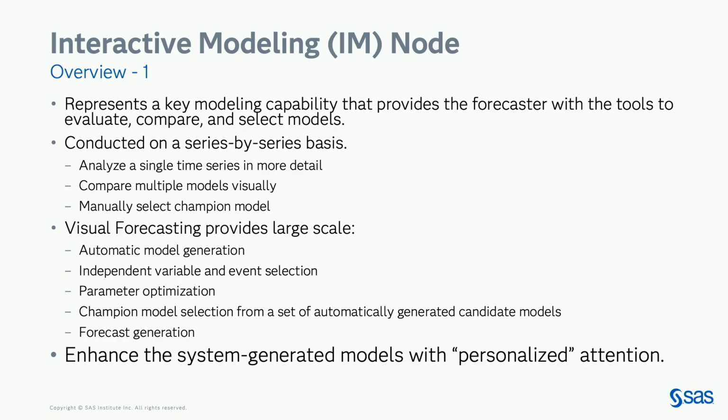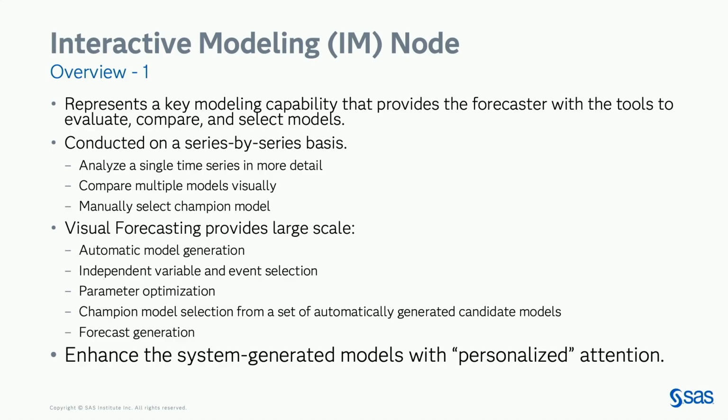So to start, I will begin with an overview of what the interactive modeling node actually is. It represents a key modeling capability that provides the forecaster with the tools to evaluate, compare, and select models. It's conducted on a series-by-series basis. Analyzing a time series in more detail, you can compare multiple models visually and manually select champion models.